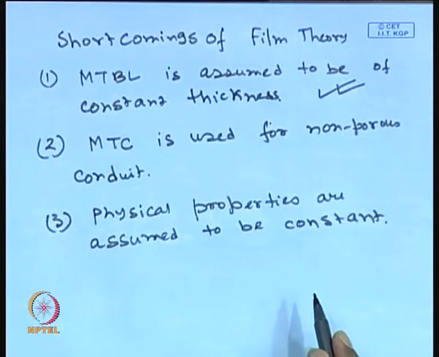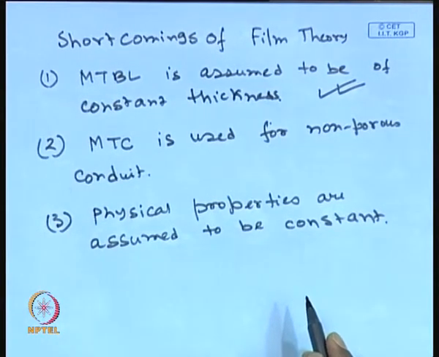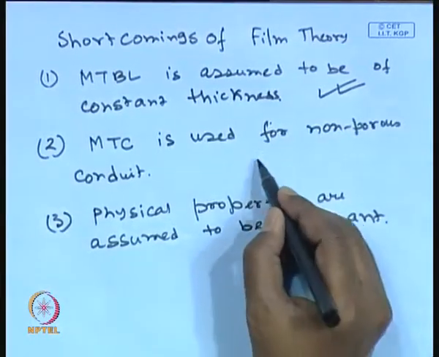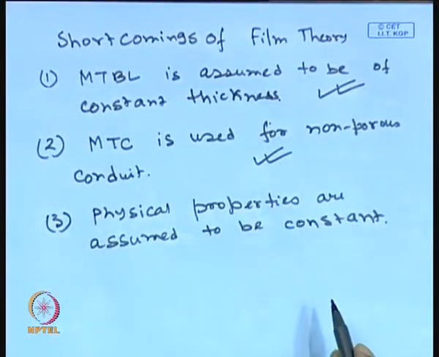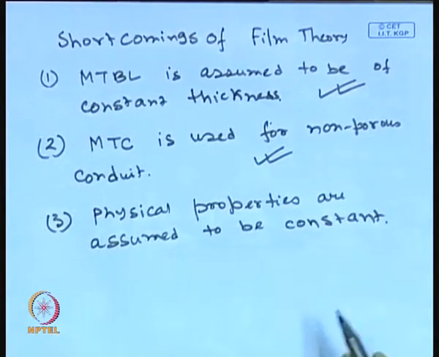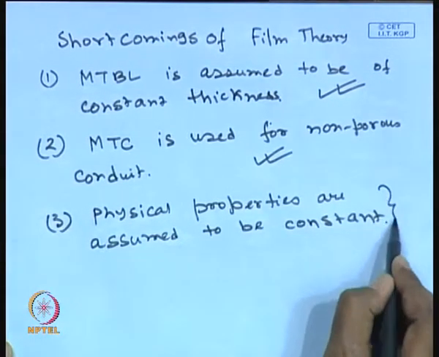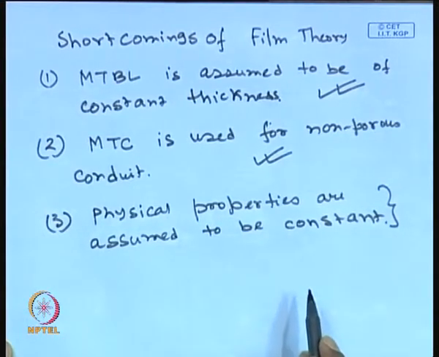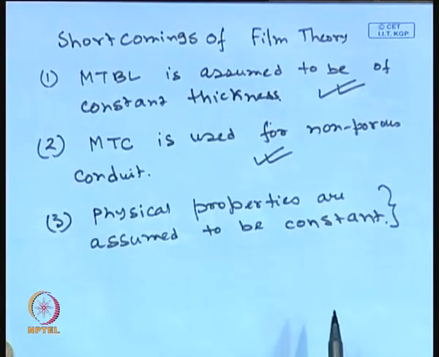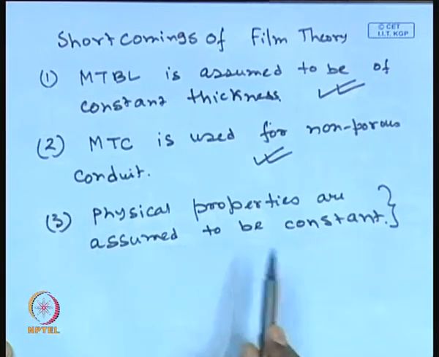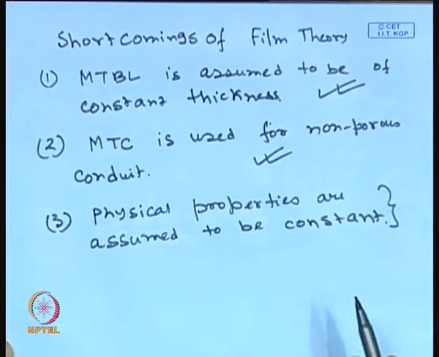Secondly, the mass transfer coefficient that is used for the non-porous conduit, obtained from the heat and mass transfer analogy, how it will be corrected for a porous membrane surface, we have already seen, and we have derived some of these mass transfer coefficient equations. Then third one, the physical properties are assumed to be constant. This limitation we have not seen till now, and it will be really interesting how to incorporate the variation of physical properties as a function of concentration.